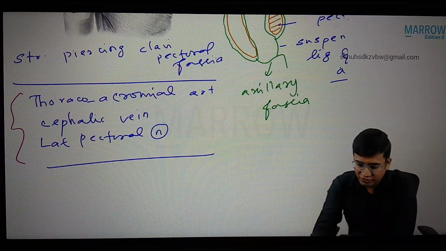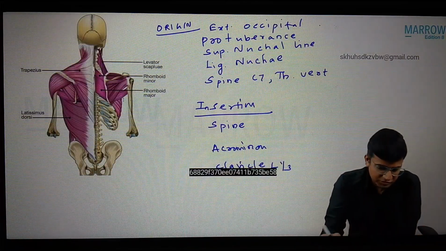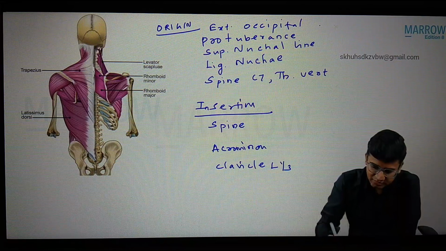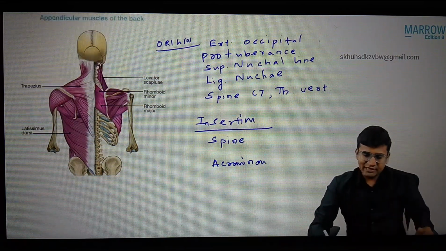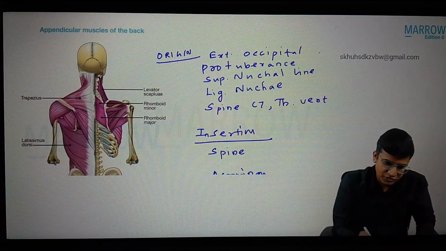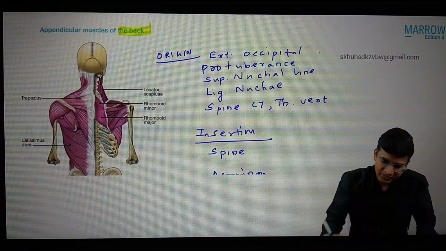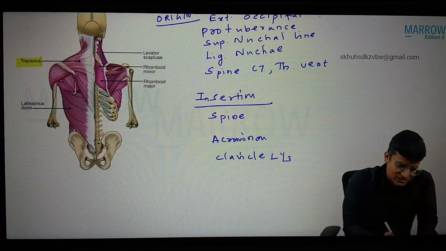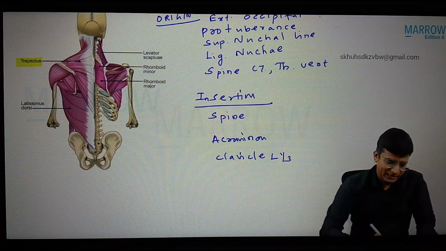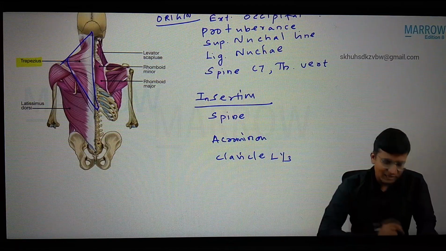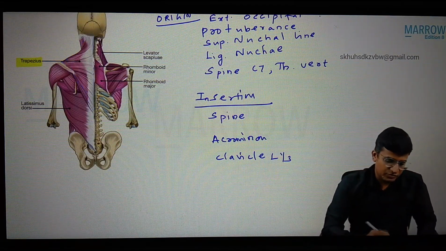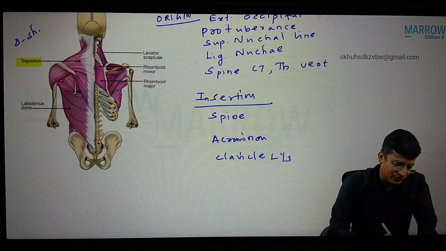Now we're going to see muscles of the back. So now we're going to start the discussion about the back muscles. In the back, first we're going to discuss trapezius. Now trapezius muscle is triangular in shape. If you take the muscle on one side, the shape is triangular.